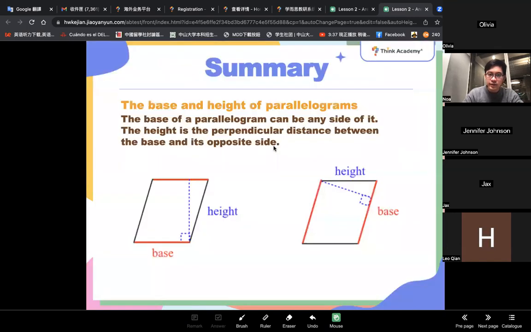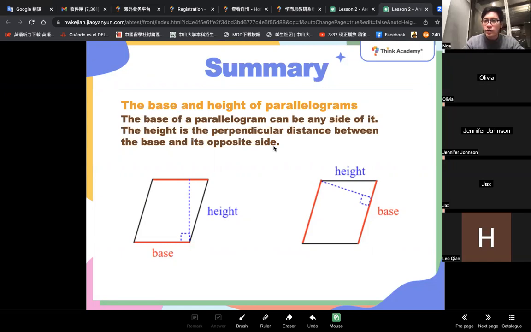Let's get started. Now I know we learned last Saturday about the base and the height. As for a parallelogram, each side of it can be the base. Each side can be the base, okay? And we also learned about the height. What is the height? The height is the perpendicular.